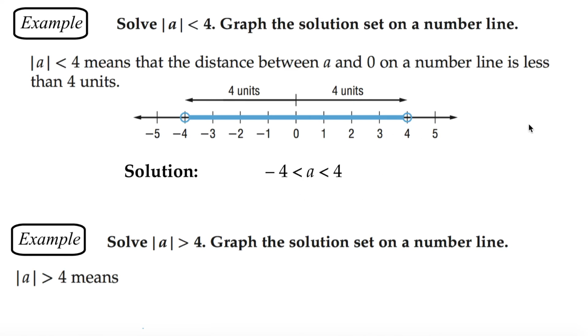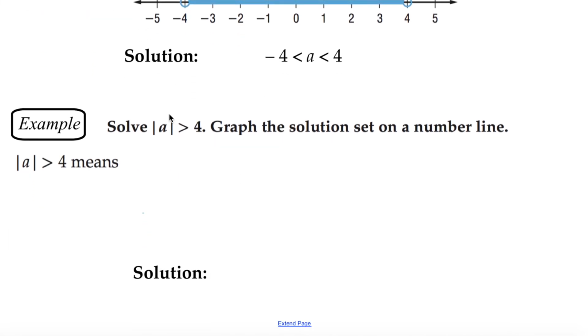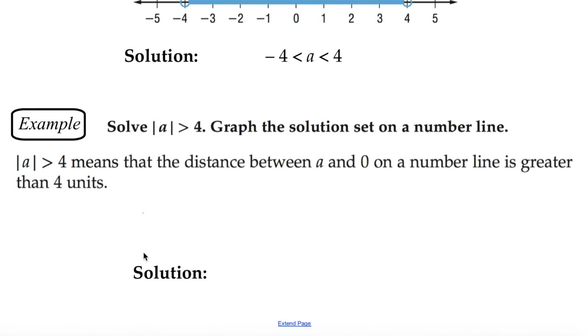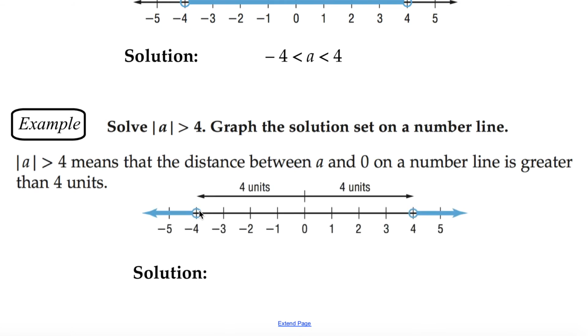Okay. So example 2 down here at the bottom, it says solve the absolute value of A is greater than 4 and graph it on a number line. So this is very similar to the one above, but this time we have greater than, which is an OR statement, right? It means the distance is greater than 4 units. So we're going to start at negative 4 and go outward, start at positive 4 and go outward. We want a distance bigger than 4. So our solution is A is greater than 4 or A is less than negative 4. Using what I highlighted from that last slide, right?